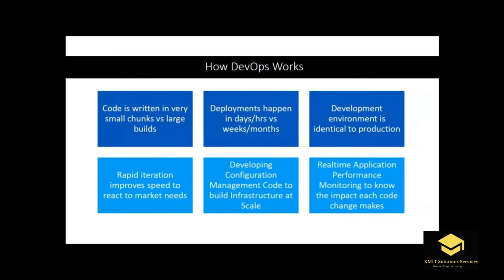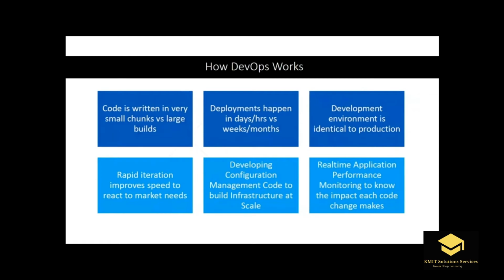Because everything is very fast, in hours, if we see in the second box, it means the required changes happen very fast. Developing configuration management code to build the infrastructure at scale. Because now everything is code, we are creating the infrastructure with the help of code, so it is more scalable.